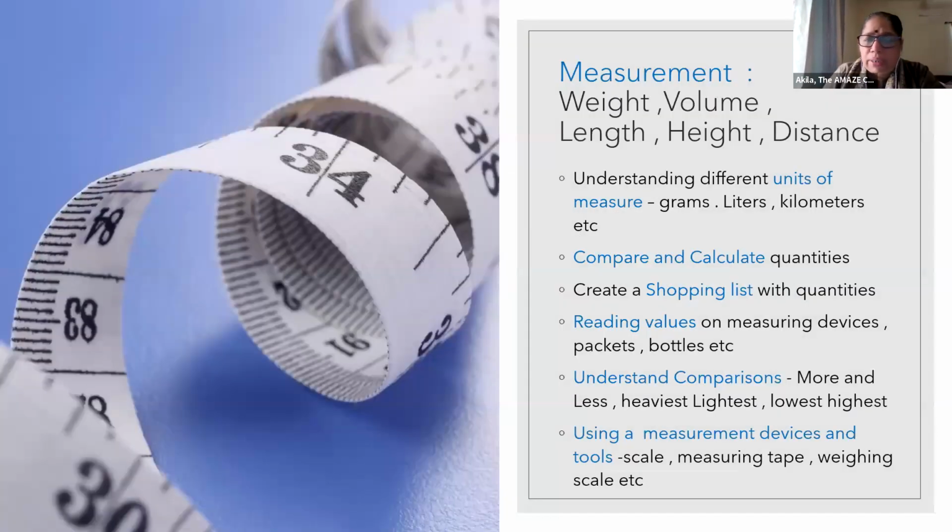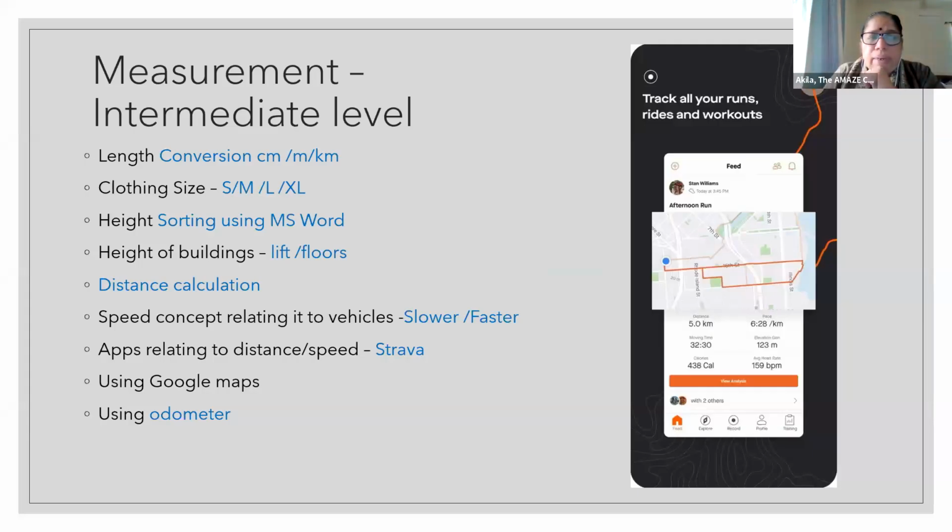Then we go on to measurement. You know what's already covered in the basic level. I won't go over that. But in the intermediate level, we're looking at conversions for length, understanding clothing size in terms of small, medium, large, knowing their size, knowing how to pick the right size, sorting height. And this is a wonderful feature in Microsoft Word where you enter some values and then you can sort them in ascending or descending order automatically.